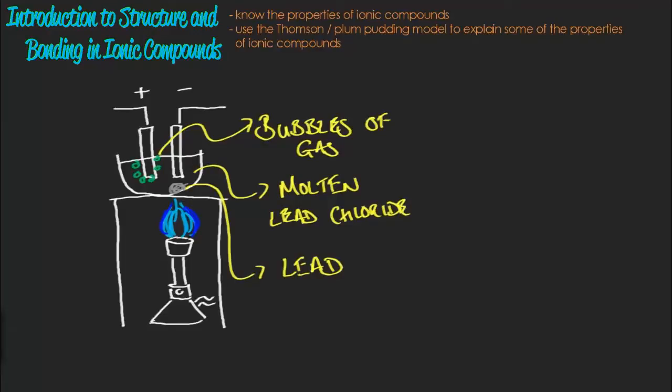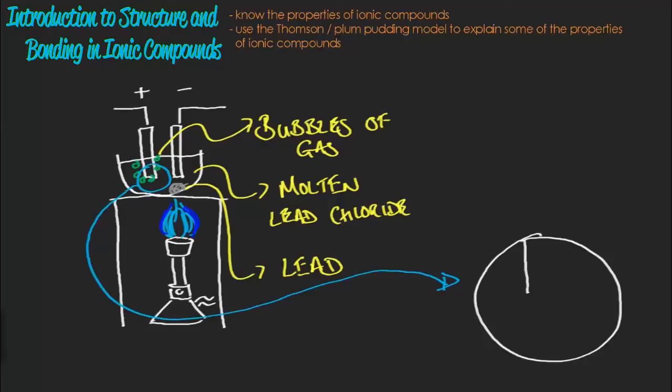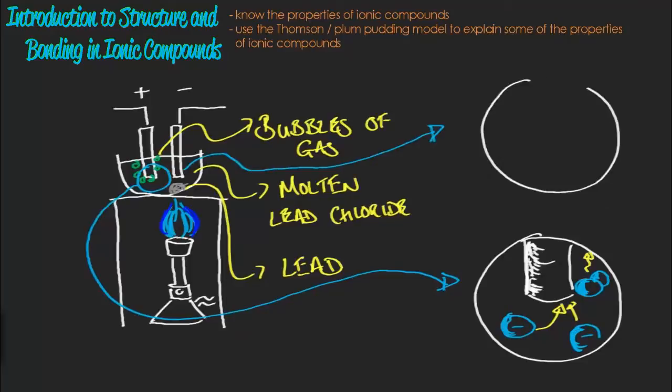This suggests that the lead particles must have been positively charged, because they went to the negative electrode, and we already know that opposites attract in terms of charges. And the chlorine particles must have been negatively charged as well, because they went to the positive electrode. So we call these negative particles chloride ions, and the positive particles lead ions.